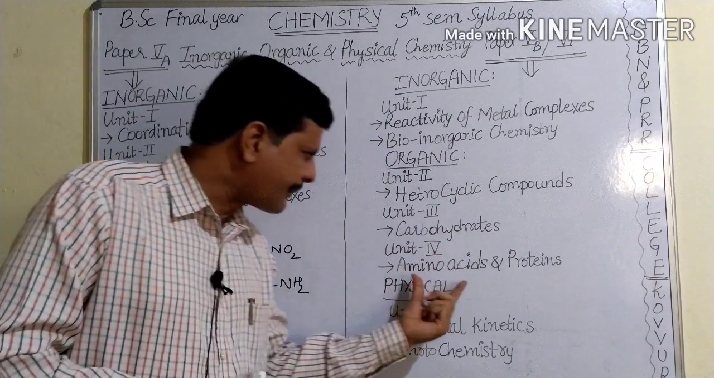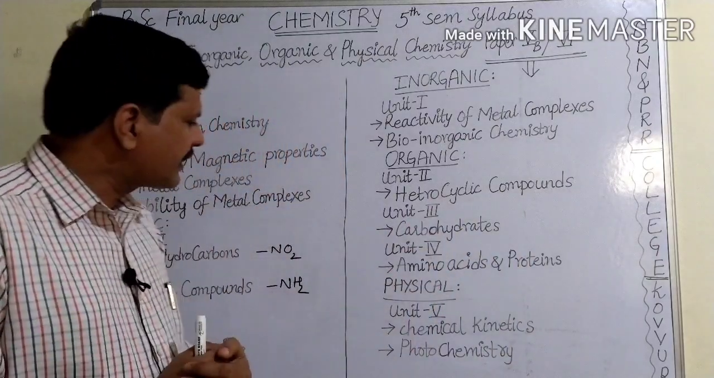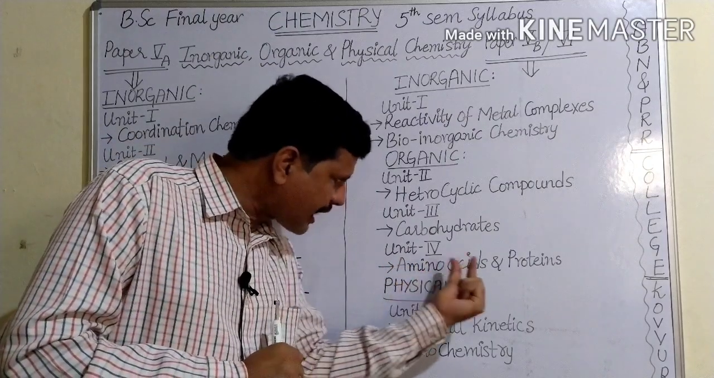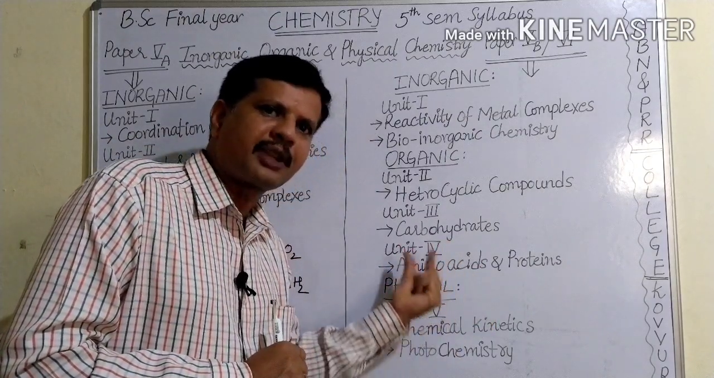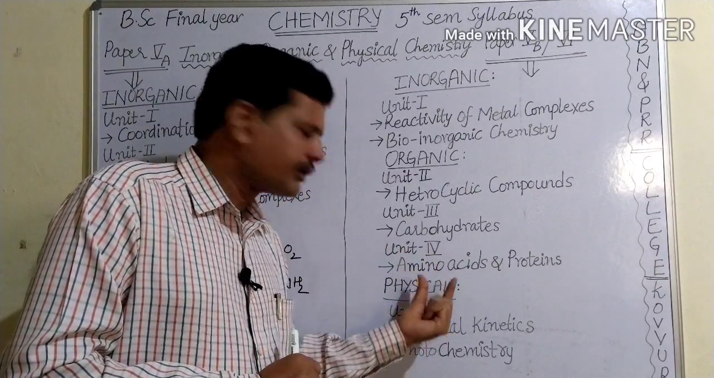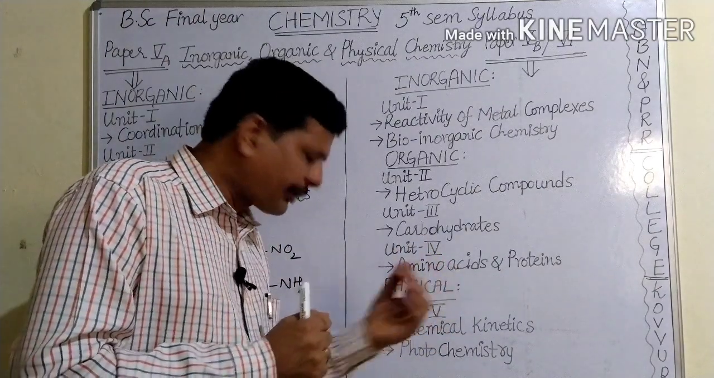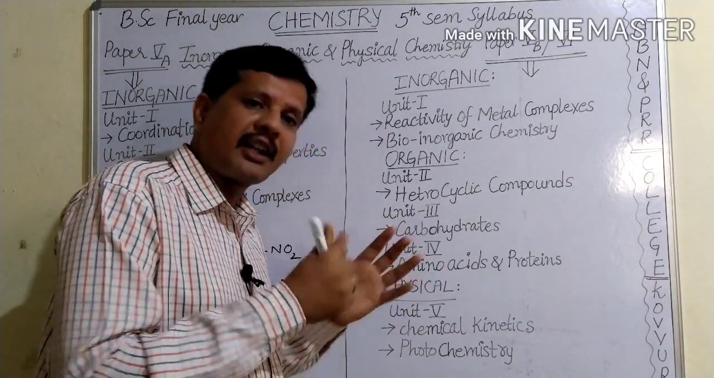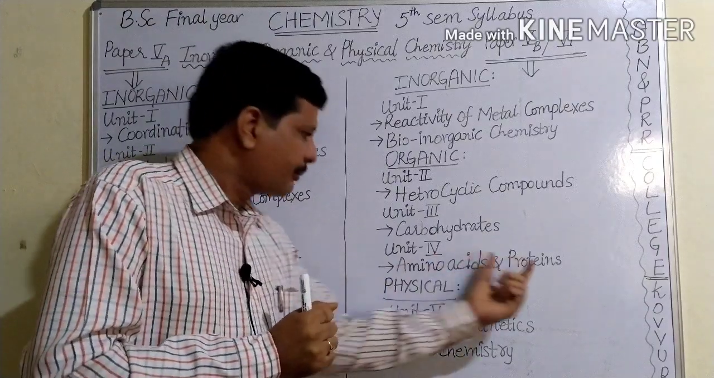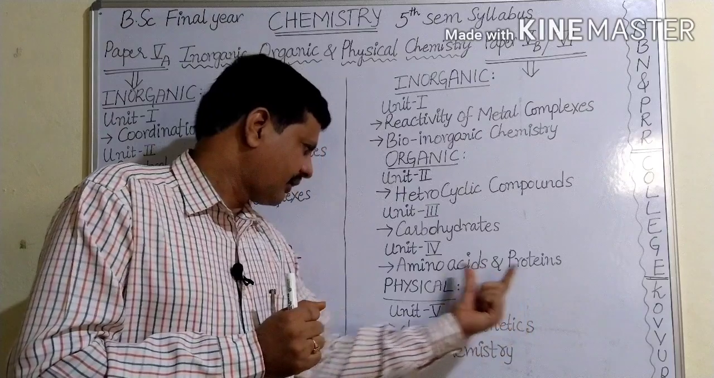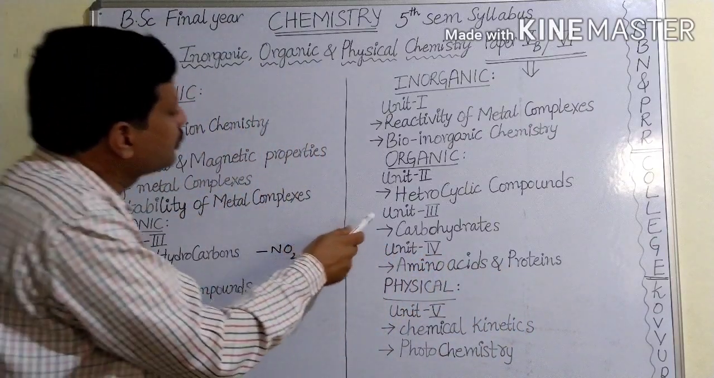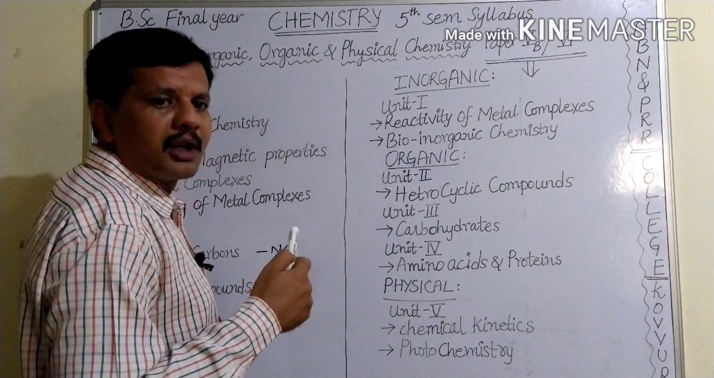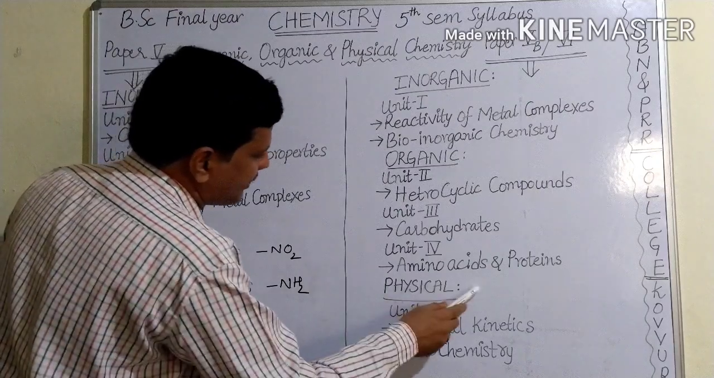Then come to unit 4, amino acids and proteins. We know very well that amino acids are the building blocks of proteins. When both the amino group and the carboxylic acid group, both functional groups, are present in the same molecule, those are called amino acids. So their preparations, properties, especially physical properties like zwitterion, isoelectric point, etc. And then proteins, their classification, etc. we learn in this unit. These unit 3 carbohydrates and unit 4 amino acids are called biomolecules.